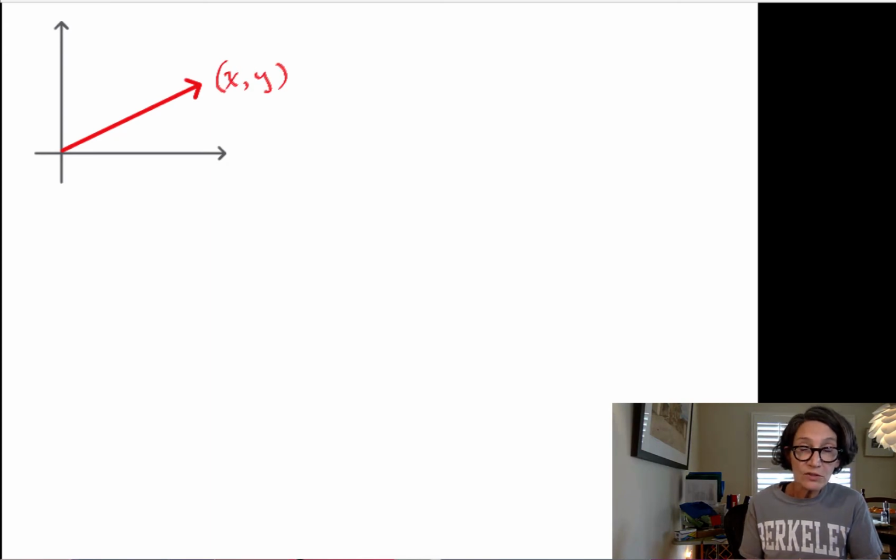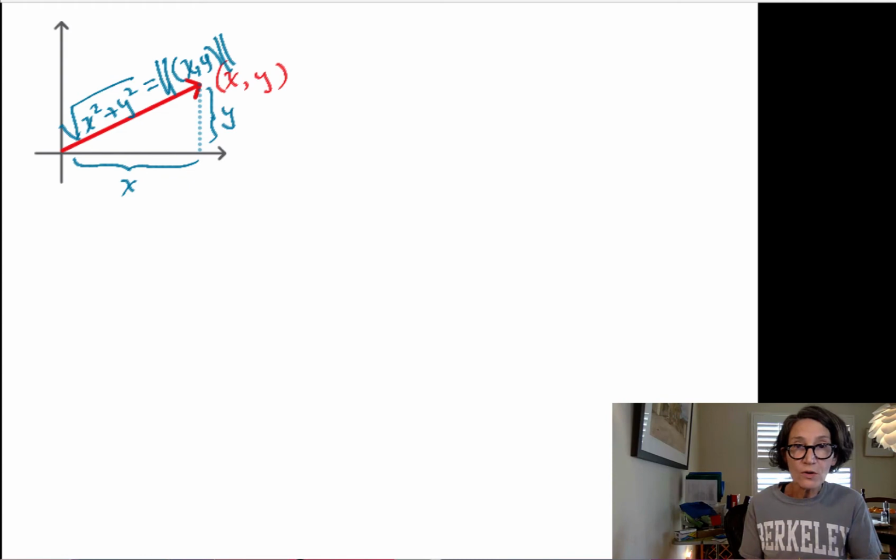A vector is just a line segment, a directed line segment in R2, and it has two components. And we can use the distance formula or the Pythagorean theorem, and we can figure out what the length of that line segment is. In this picture, it's the square root of x squared plus y squared, the square root of the sum of the squares of the two components of the vector. And we call that the length of the vector or the magnitude of the vector, and we use double absolute value symbols to denote magnitude or length or norm.